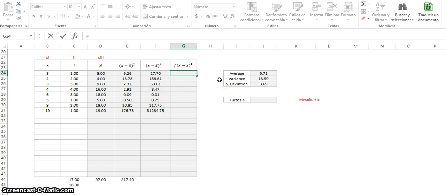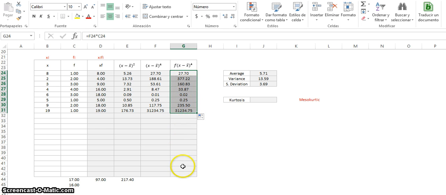Now you need to multiply this value times the frequency, and then copy the formula. For this, you need to get the total addition. So you can copy this formula and add it into the correct column, so you can have all values.